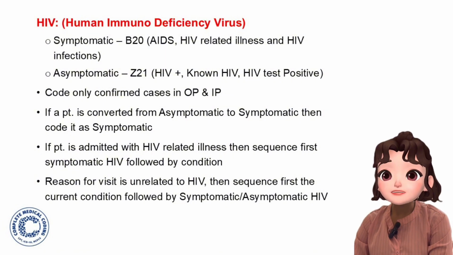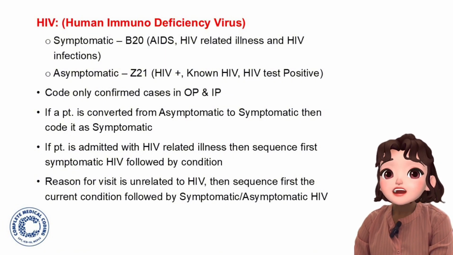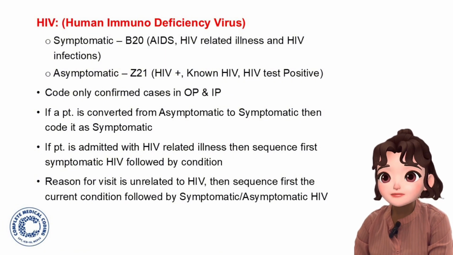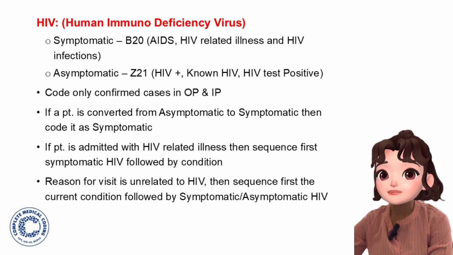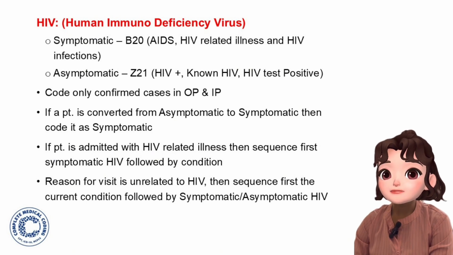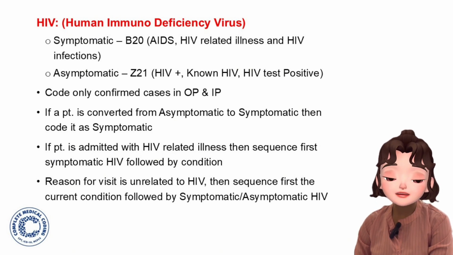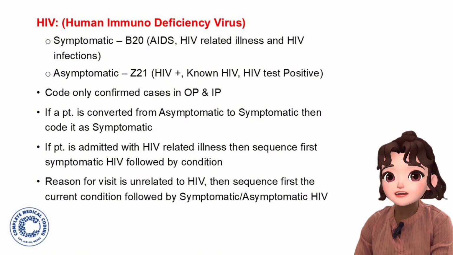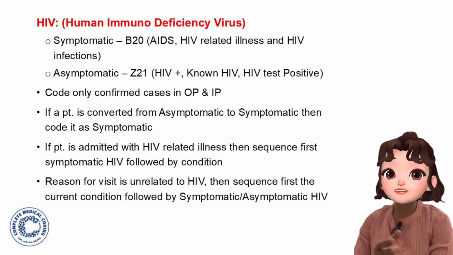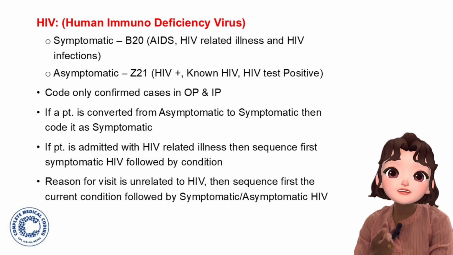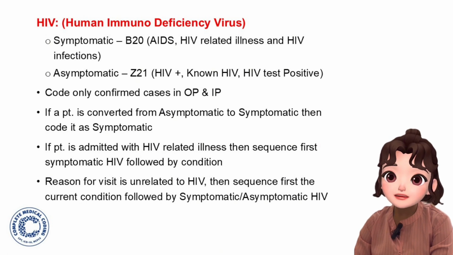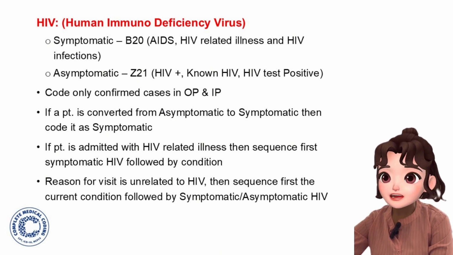Now, if a patient is admitted with HIV related illness, then sequence first the symptomatic HIV followed by the condition. So if a patient is admitted with some illness which is related to HIV, since it is related to HIV, you have to always code HIV first, then you have to code the condition.